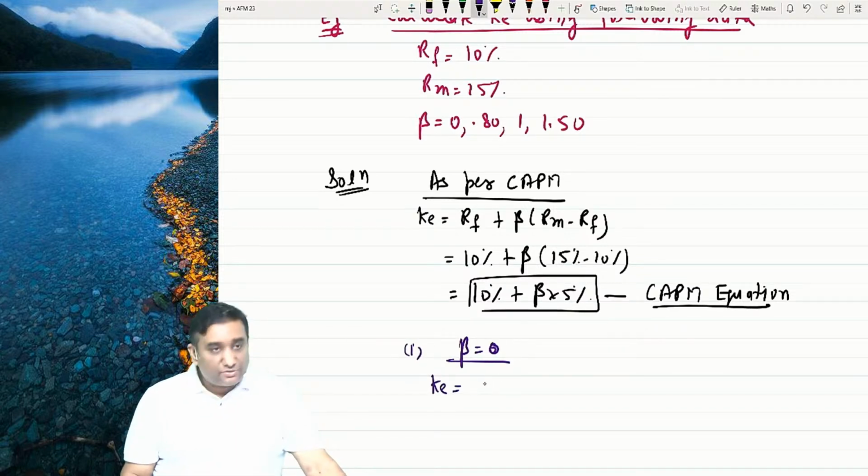Although the correct term is not KE, I tell you very frankly, it's RE, required return. The word is required return. I am not confusing you with this word, because the moment I say it, some confusion could come. Interchangeably we use this as RE.